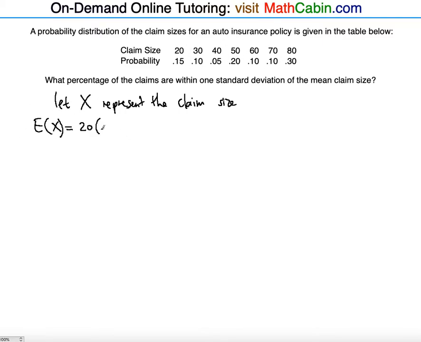Right, so we're going to have 20 times the probability of having a claim size of 20 plus the 30 times its probability plus 40 times its probability, and etc., until we get to the very last one, 80 times its respective probability of 0.3. Okay, so when you get that, you should get this. 55. So 55 is the mean claim size.